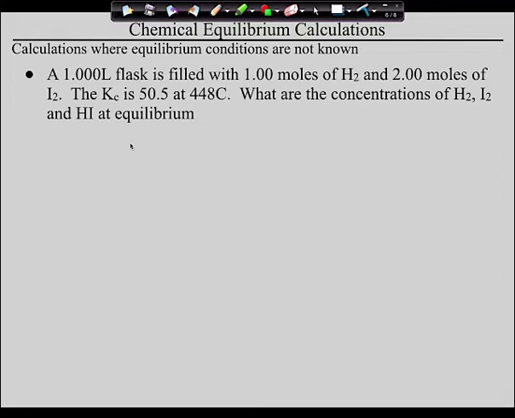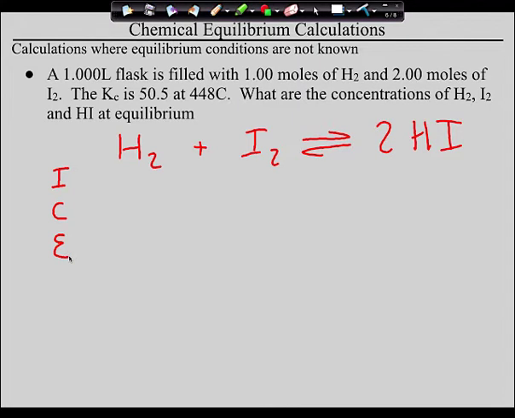Good heavens. Okay. So 1 liter flask, 1 mole of hydrogen, 2 moles of iodine. Kc is this. What are the concentrations at equilibrium? So I could turn you loose and let you write the icebox, but let's still do it together. So it goes like this. H2, I2, 2HI. And then, guys, we set up our icebox structure. Now I am going to pause. Now let's do it together.